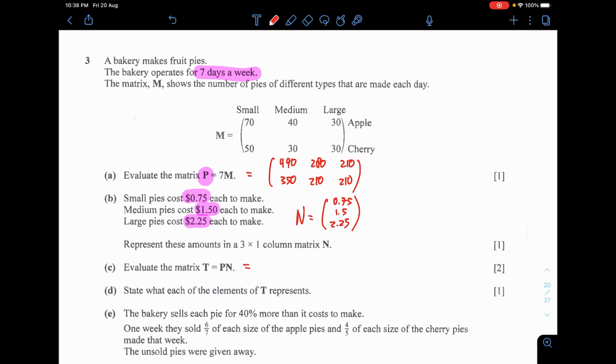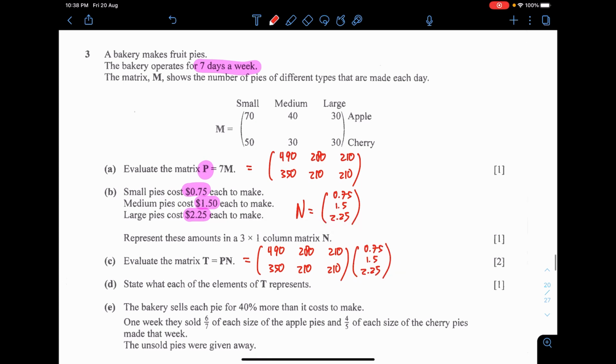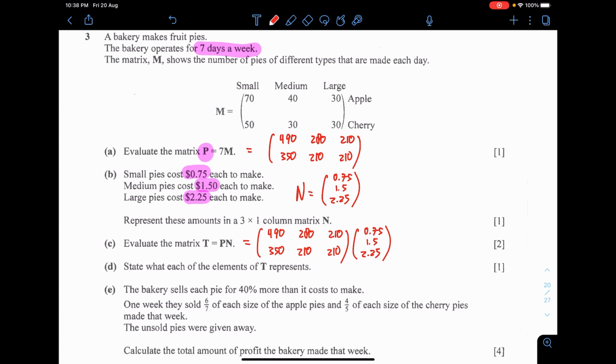Next, matrix P times N. So I just need to multiply this whole thing and this whole thing. Be careful when you multiply matrices. It's free marks as long as you are careful. 2 rows and 3 columns, 3 rows and 1 column, so the result will be 2 rows and 1 column. I'm going to prepare them first like this. Maybe we need a bigger space.